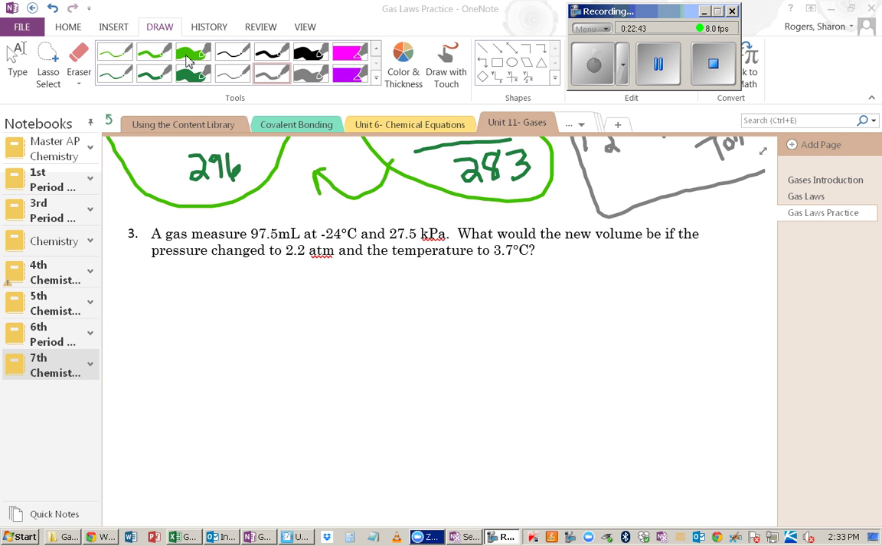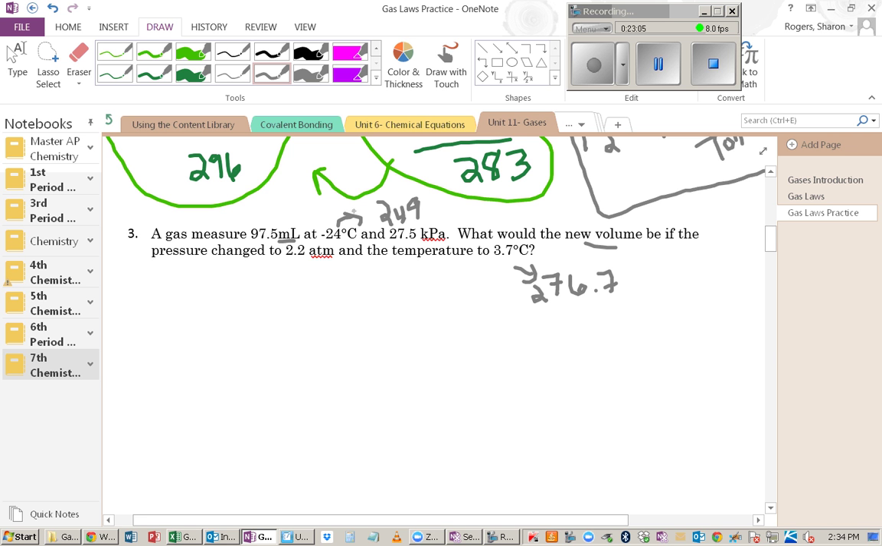Number 3, so 97.5 milliliters. We're looking for the new volume. That'll be in milliliters. Temperature has to be in Kelvin, so you should have gotten 249 Kelvin. And this one should have been 276.7. I chose to convert both of my pressures to kPa. If you did that, this one should have been 222.92. If you converted both to atm, that's fine. You should still get the right answer. So now I can plug everything in.